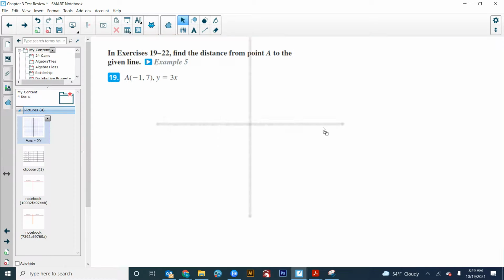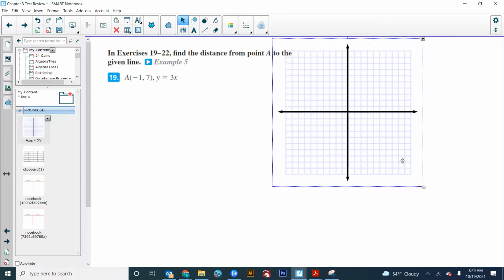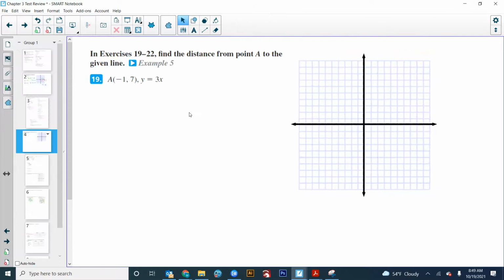Alana, did you graph this one or try to do it without graphing? I tried graphing it, and then I just didn't get through it all the way. Okay. All right. I'm a visual person. I like to see what's going on here.